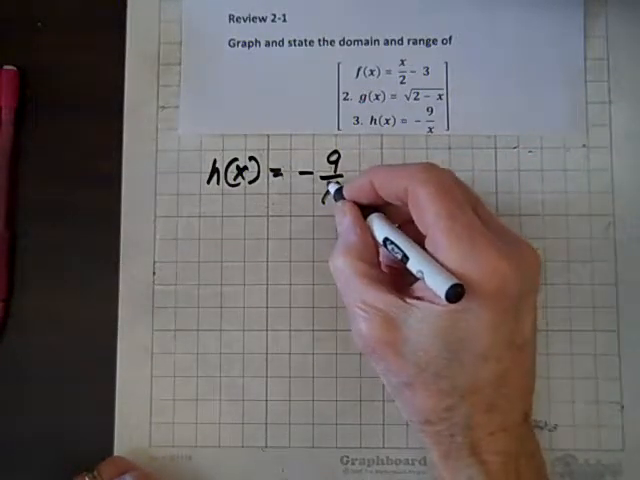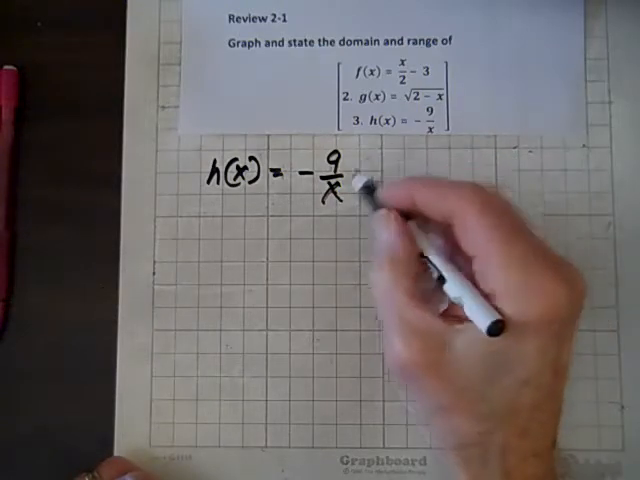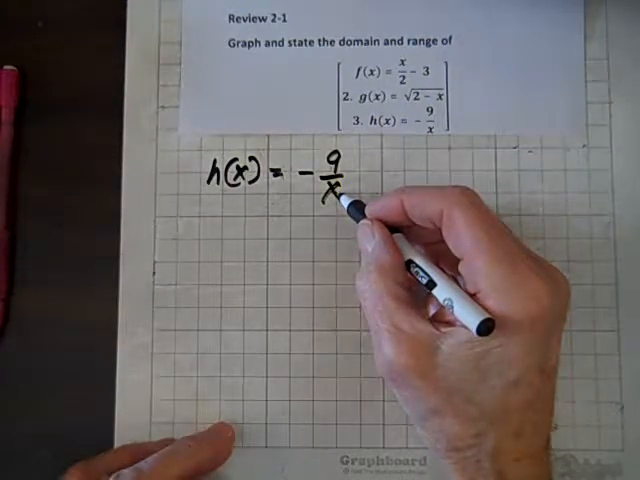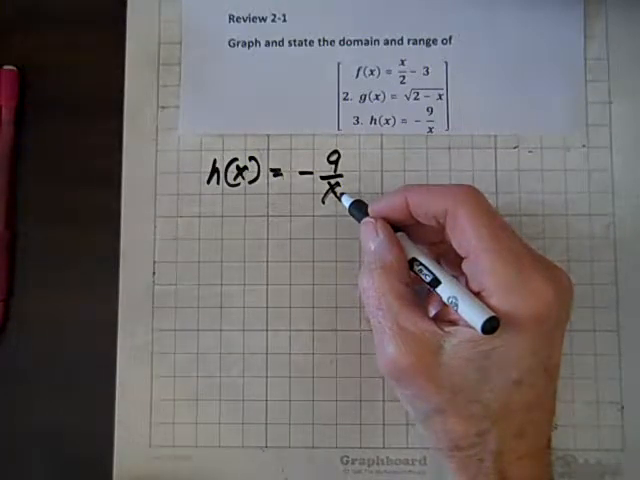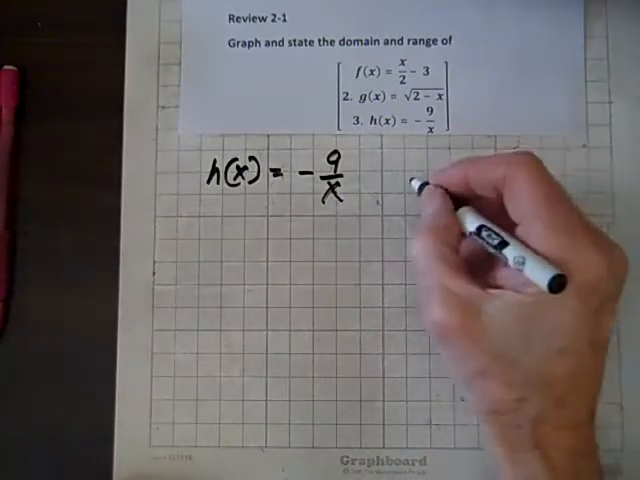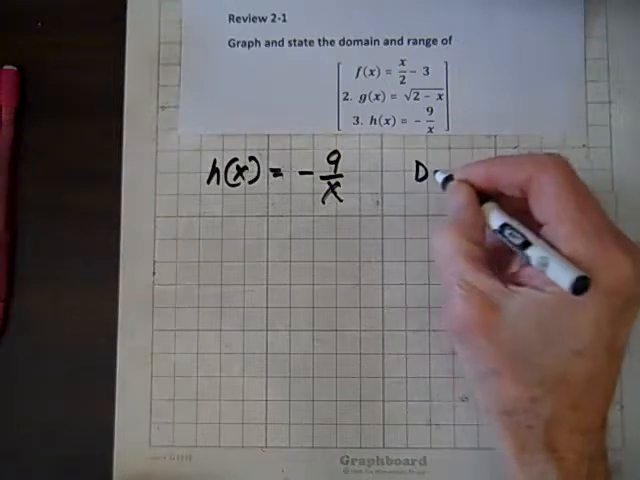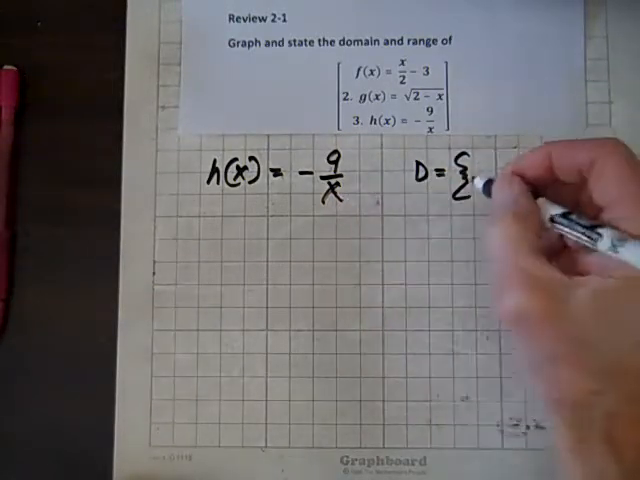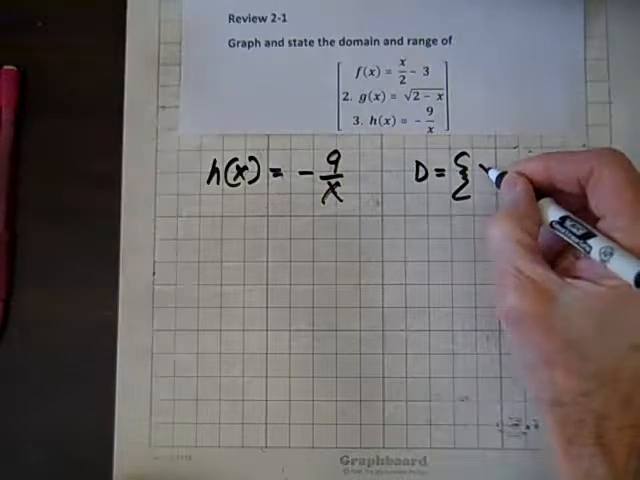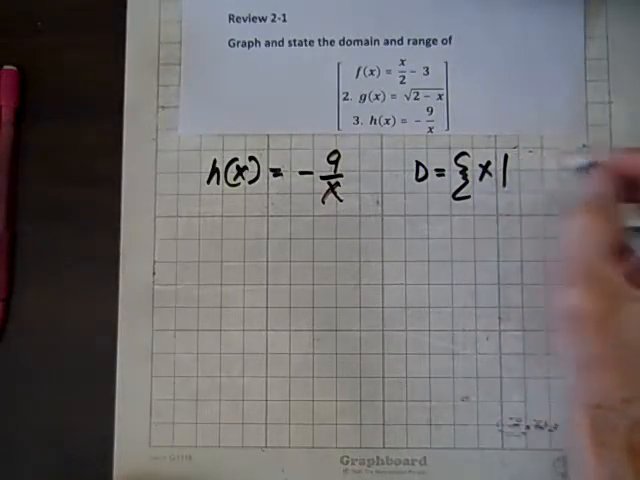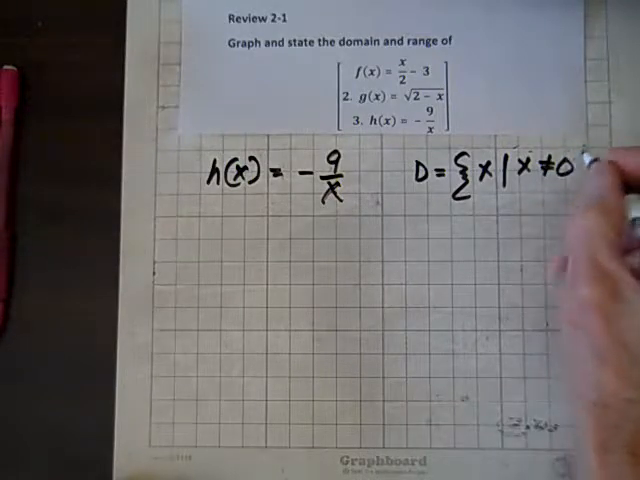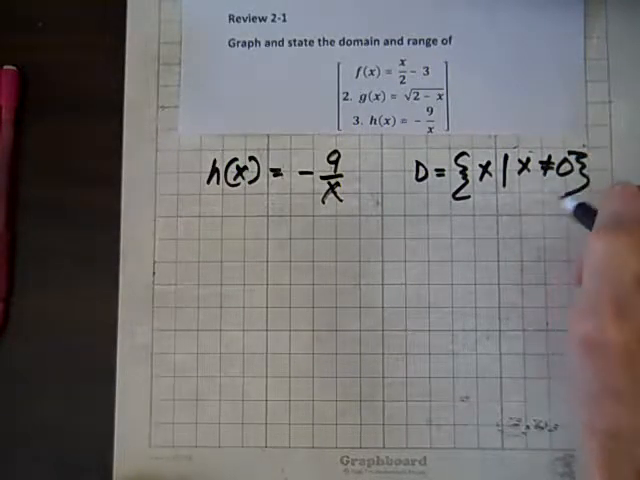Now we're going to deal with h of x equals minus 9 over x. So we've got a domain issue here. Will you agree, since we have a variable in the denominator, we've got to eliminate something from the domain? What value of x will take the denominator to 0? Will you agree it's 0, so we have to exclude 0. x is not equal to 0.